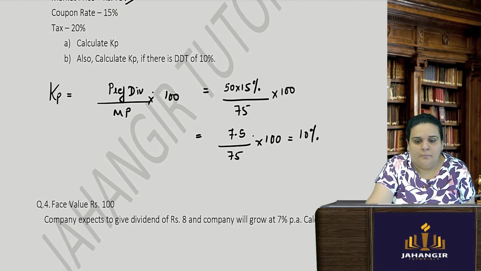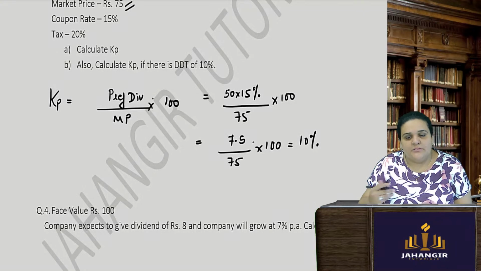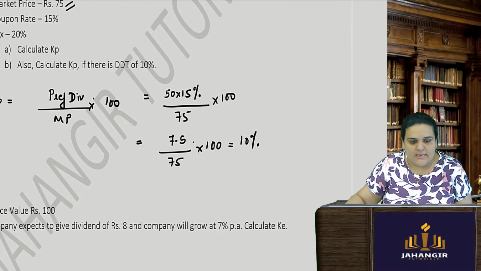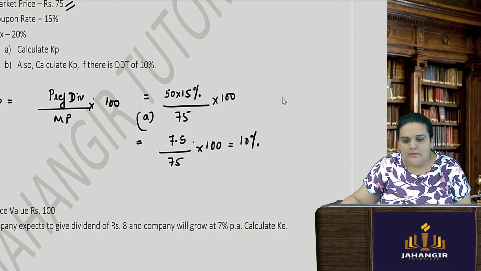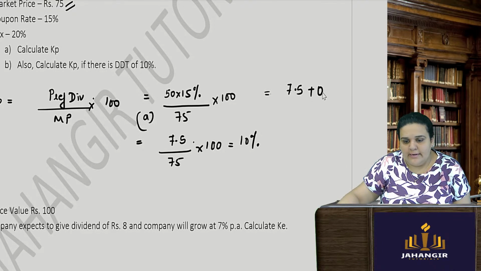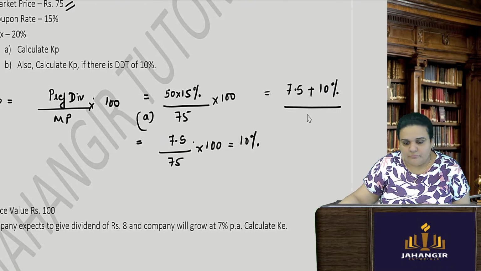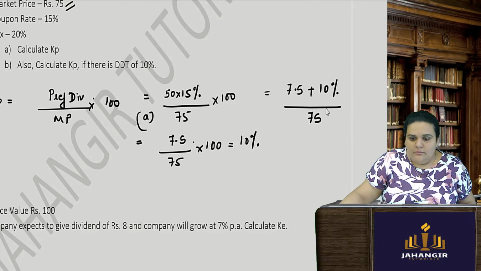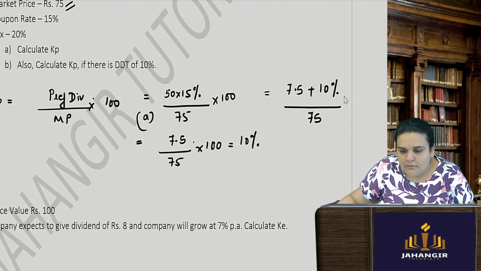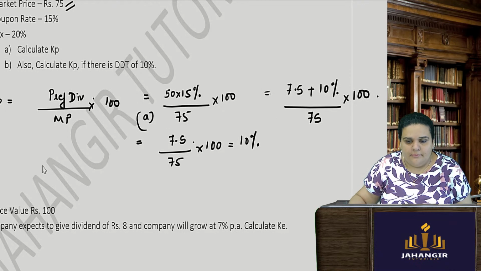Now with the same thing there is also a DDT. So this was A. In B, here the same thing I will write. It will be 7.5 plus there is a DDT of 10%. Write it the way I am saying, 10% upon 75 into 100.